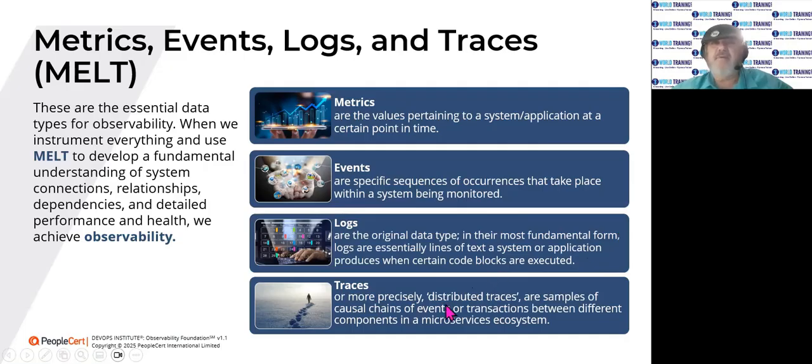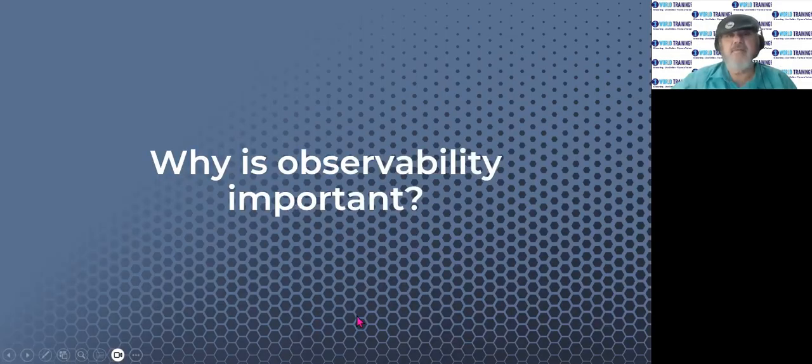And traces, or more precisely distributed traces, are samples of causal chains of events or transactions between different components in a microservices ecosystem. In fact, it doesn't really have to be microservices, but definitely in different parts of a distributed system. Traces are particularly useful to see the time sequence of events as data and activities are occurring across a distributed system. So why is observability important?